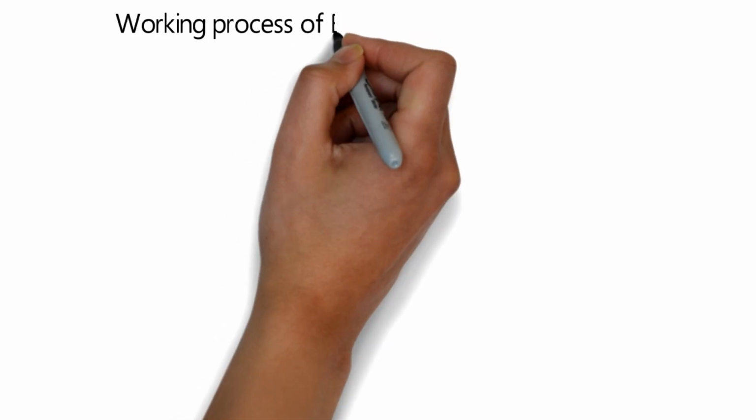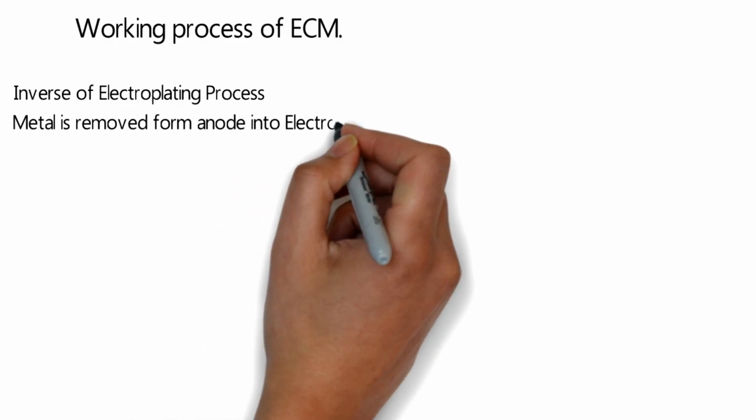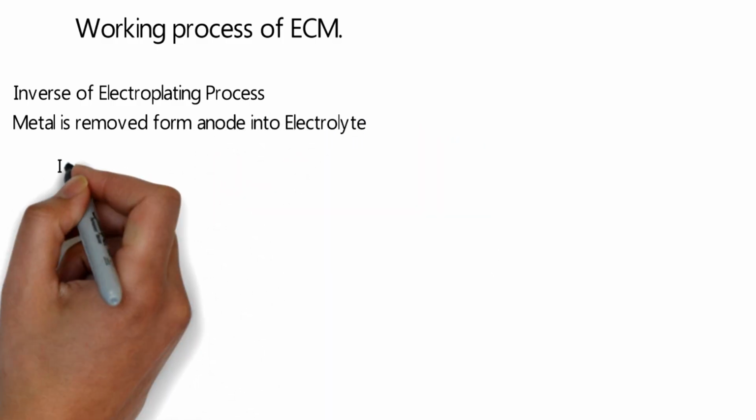So guys, next we'll see the working process of ECM. As we all know, ECM is the inverse of the electroplating process. The metal is removed from the anode into the electrolyte.